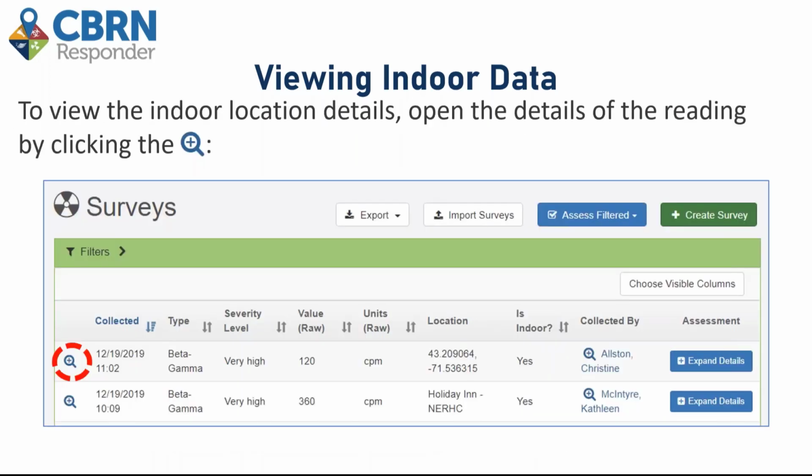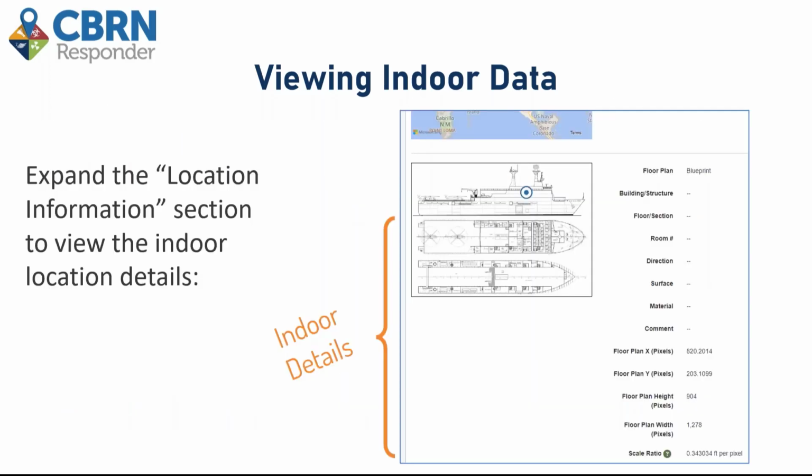I can then open up the details of a particular reading by selecting that blue magnifying glass. And if I scroll down to the location information section, I'm going to see where the facility is located, which you can see a little bit of at the top of this screenshot where we have the map, and then the floor plan specific image with the location of the data point and any other relevant information that was given.